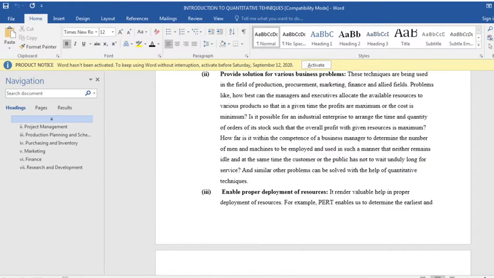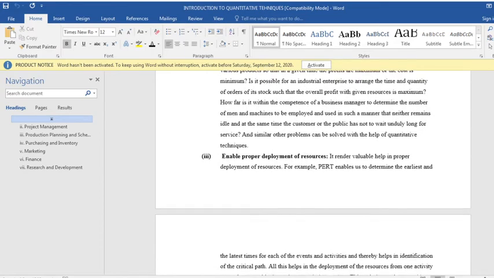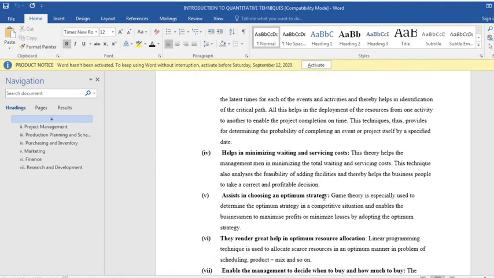Another role for this unit is that it helps in minimizing waiting and servicing cost. We have time analysis, whereby an organization can know how to optimize its operations such that we don't keep our customers waiting for too long, and at the same time we don't incur a lot of cost in serving those customers. So here, the organization will focus on the service cost versus the waiting cost.